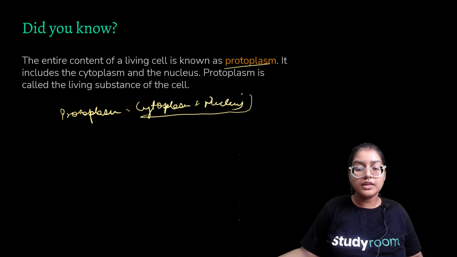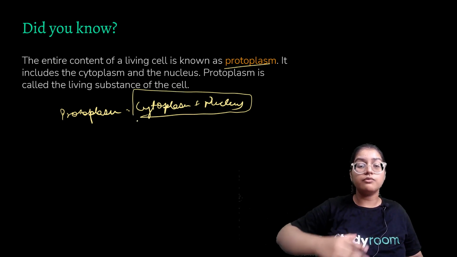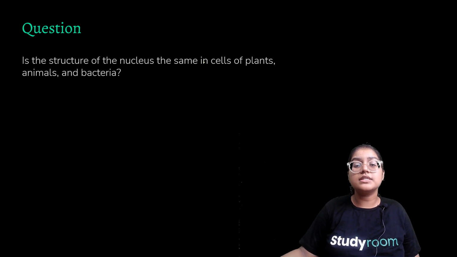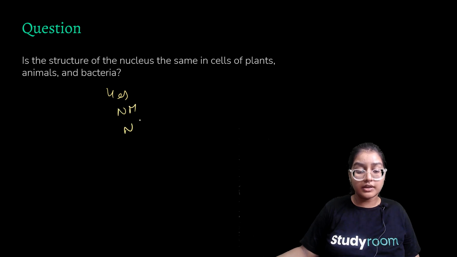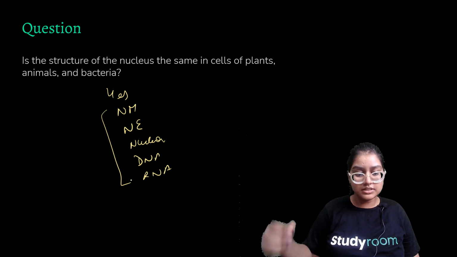Okay, excluding the plasma membrane, protoplasm is the mixture of all the living content of the cell. So here is a question: is the structure of the nucleus the same in cells of plants, animals, and bacteria? You have to think about it. Yes, the structure is the same. They have a nuclear membrane, a nuclear envelope, a nucleolus, DNA, RNA, everything. So yes, the structure remains the same.